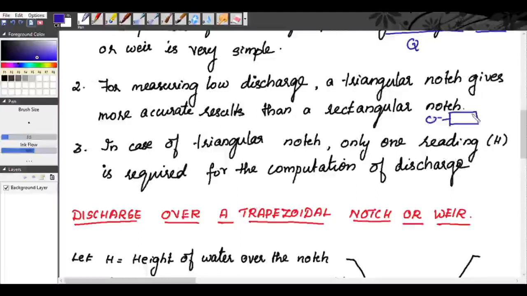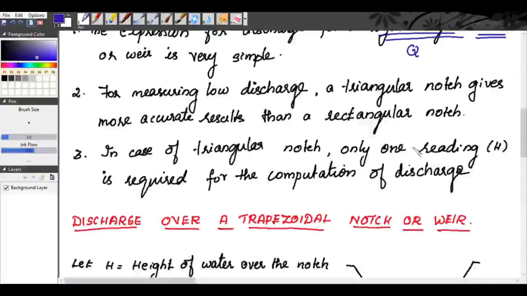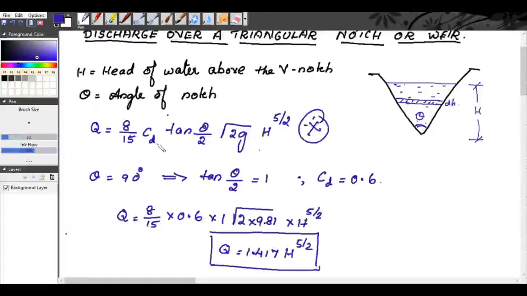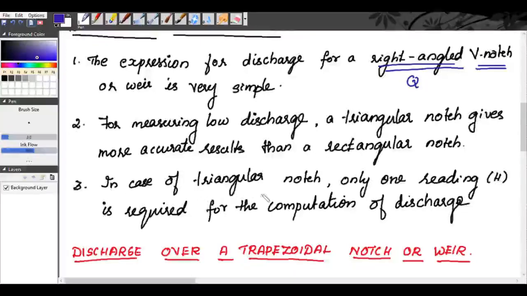Now, third is, in case of a triangular notch, only one reading H is required for the computation of discharge. So you can see here, Cd is constant. Theta you can measure. The only variable is H. Whereas in a rectangular notch, you will have the variable L also. So that is why it is given. In case of a triangular notch, only one reading is required for the computation of discharge.